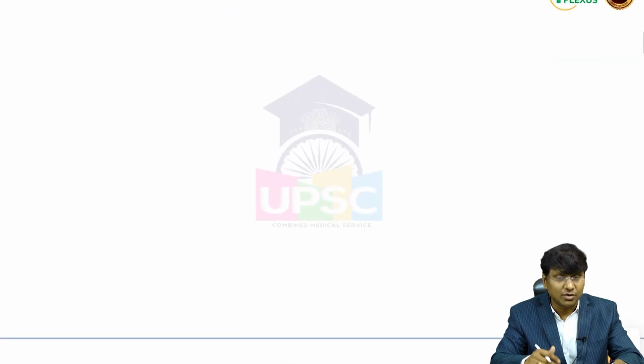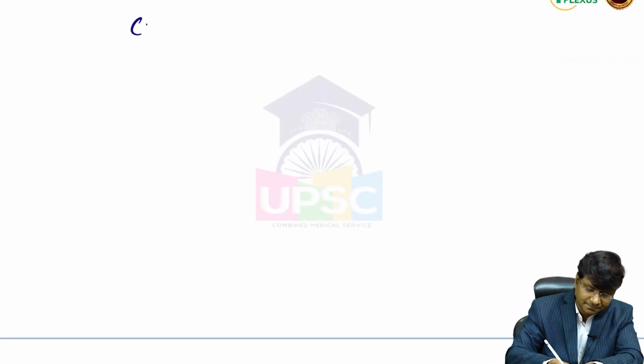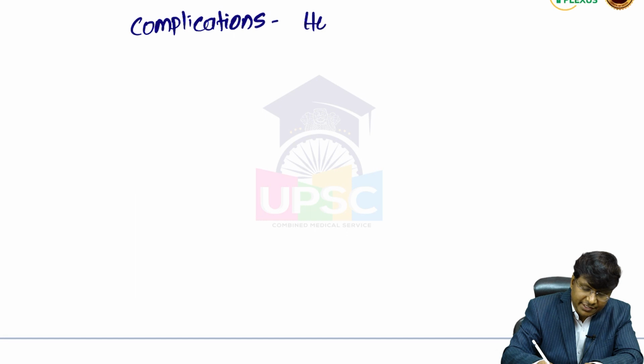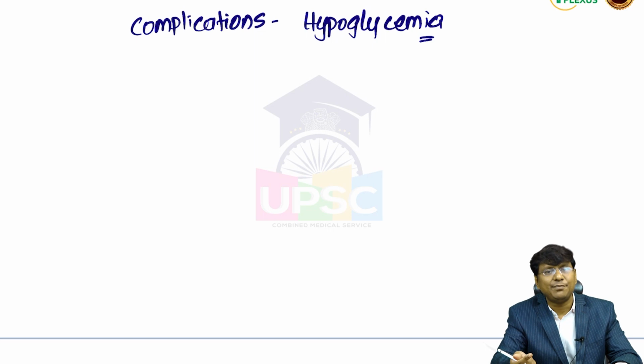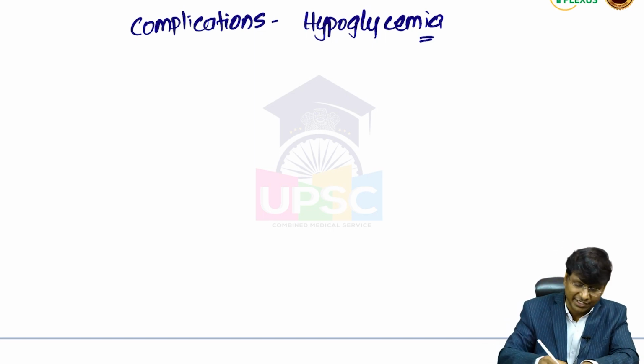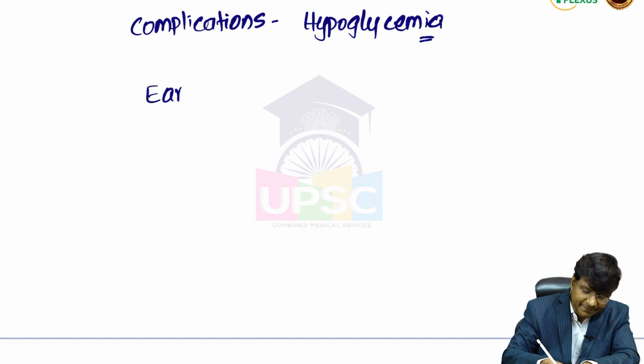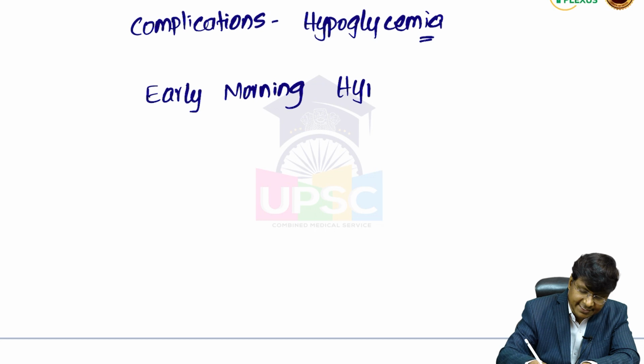And if you take the complications associated with insulin usage, one of the very important complications is hypoglycemia. Because if the insulin being taken is more and the diet taken is not adequate, that can cause hypoglycemia, right? And the other important complication with insulin usage is early morning hyperglycemia. Now, what are the various causes of early morning hyperglycemia? I will discuss that.